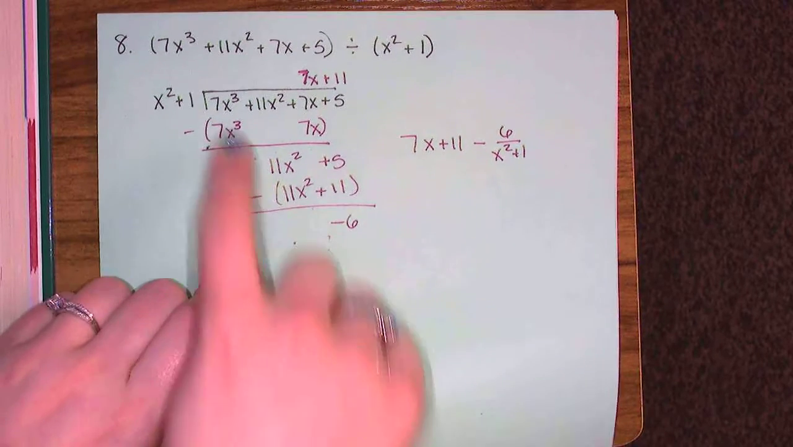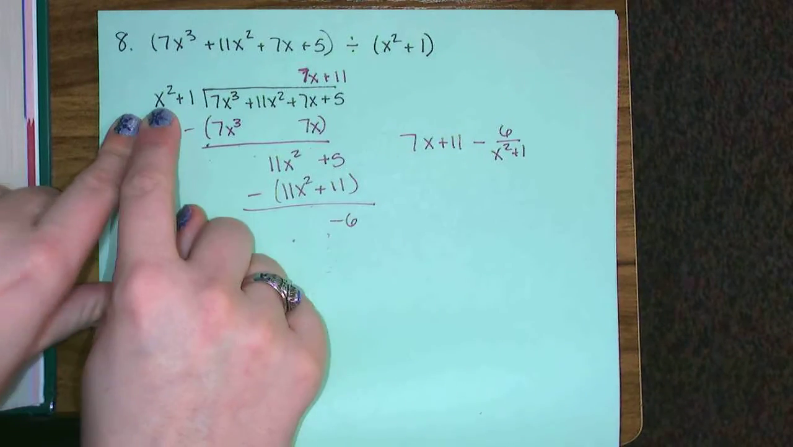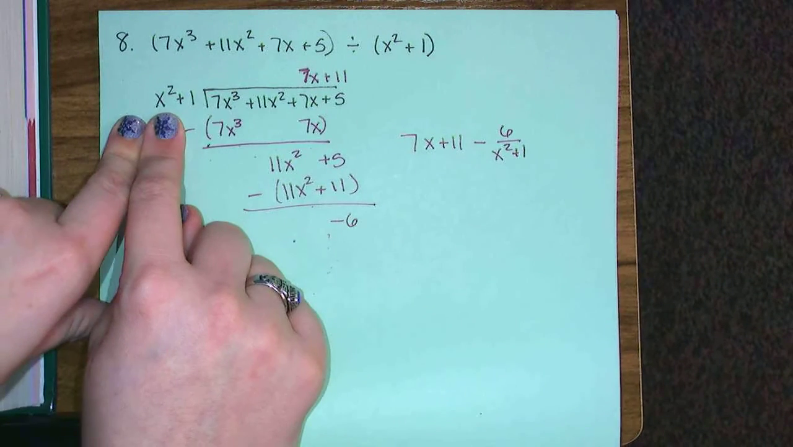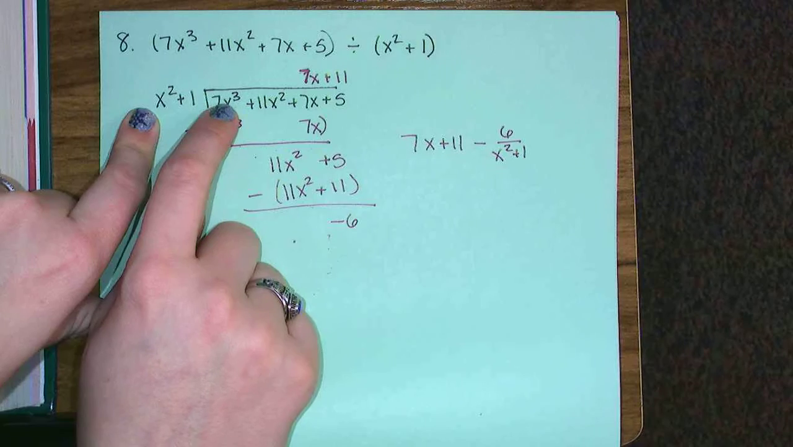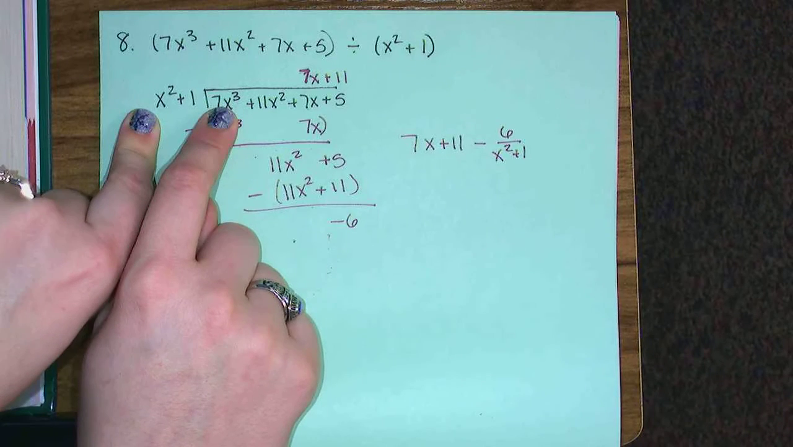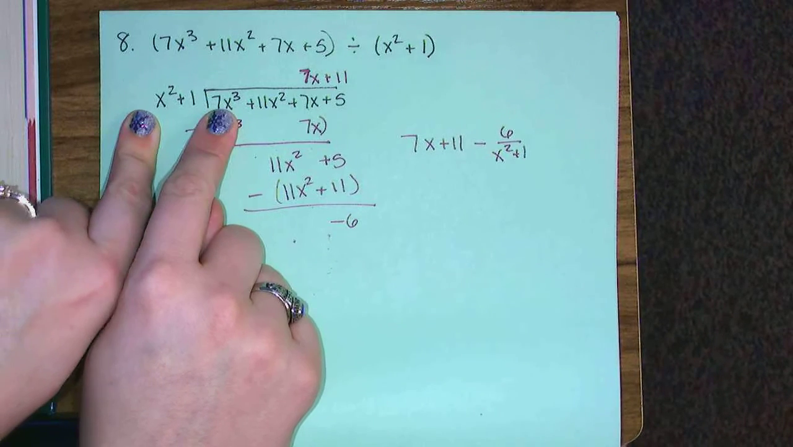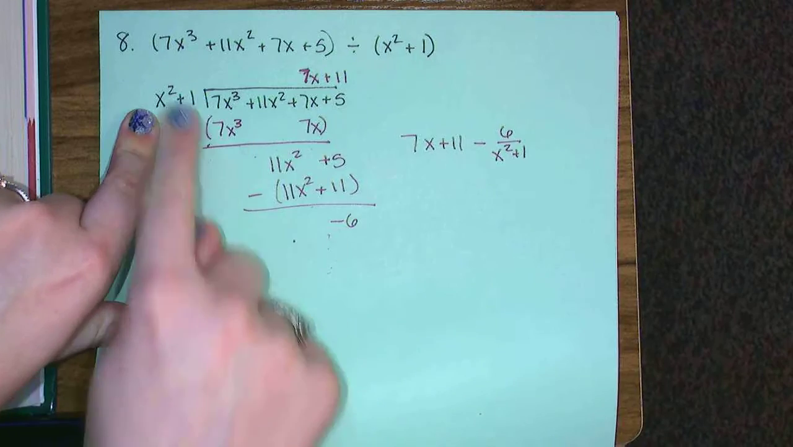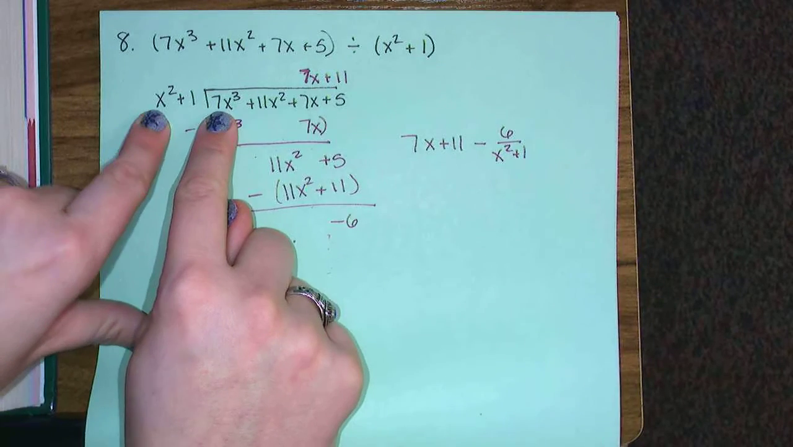So I started out obviously with the problem. I look at the biggest x term that's out here and I figure out what do I need to do to get this gone. Because you always want to get rid of the biggest term that's inside. So each step as you go, you're getting rid of the biggest term. So I had to multiply in this case by 7x.